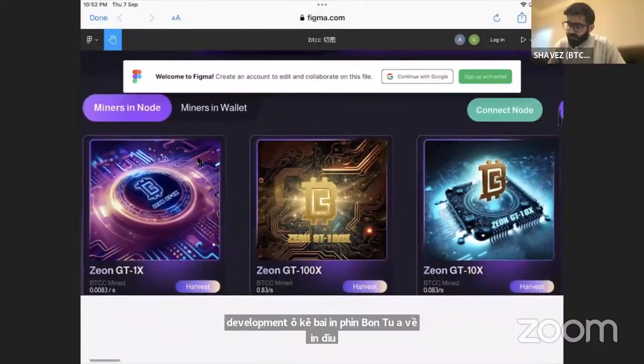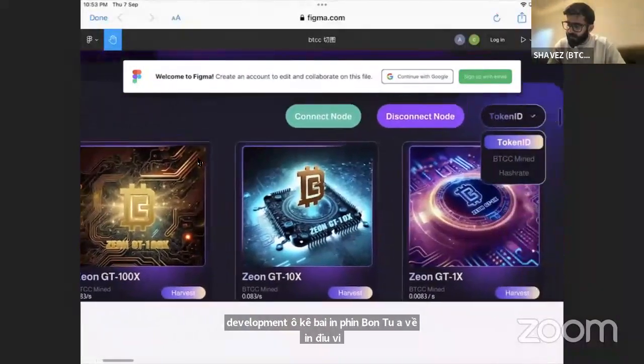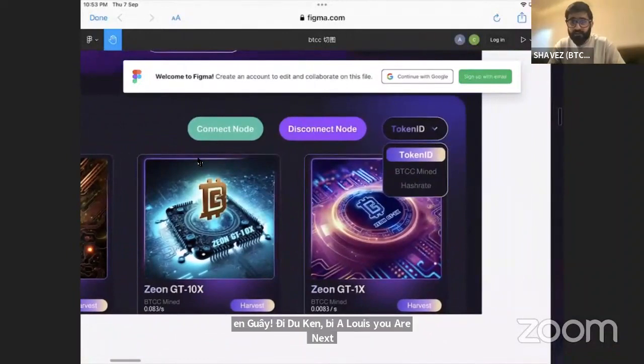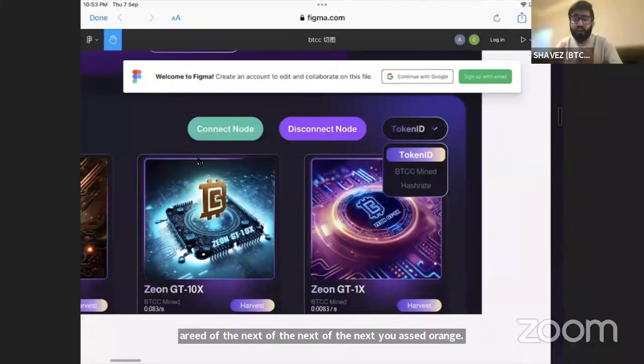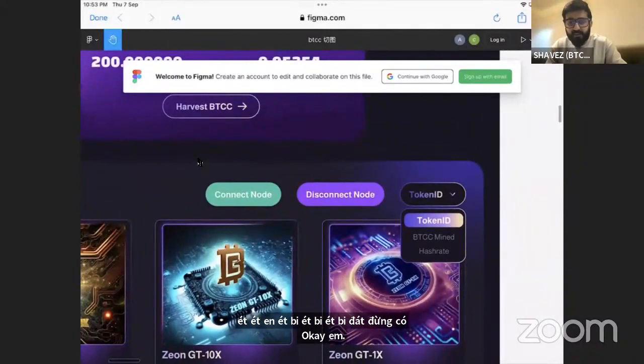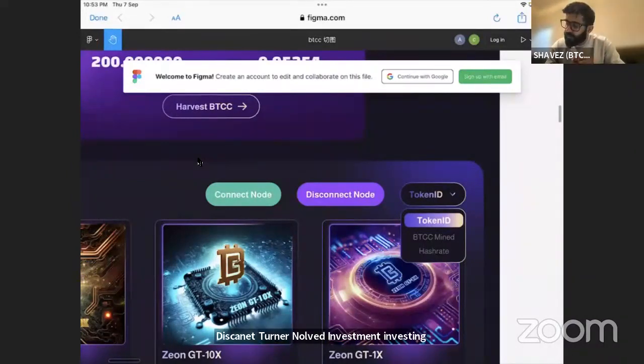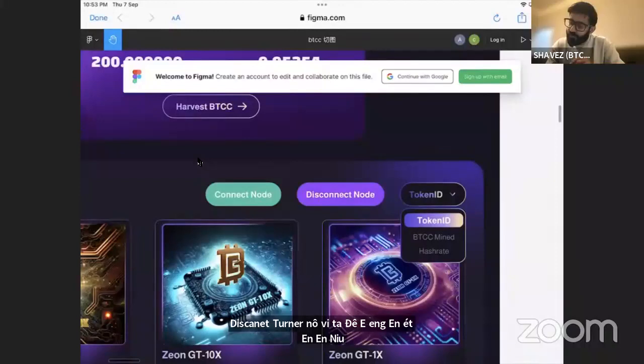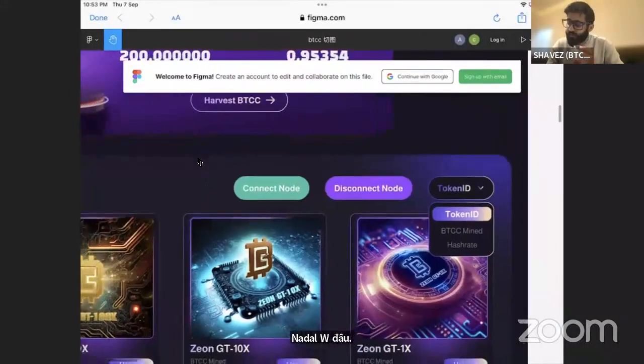You look at your miners. You have 1x, you have 100x, you have 10x, you have another 1x. These NFTs will appear in your DApp because you all are the owners of these NFT miners. And then you can connect to the node with the connect button. You can disconnect from the node with the disconnect button. And individually you can connect or disconnect, and then you can take another view of token ID, BTCC mined, and hash rate. You will get to know all that.